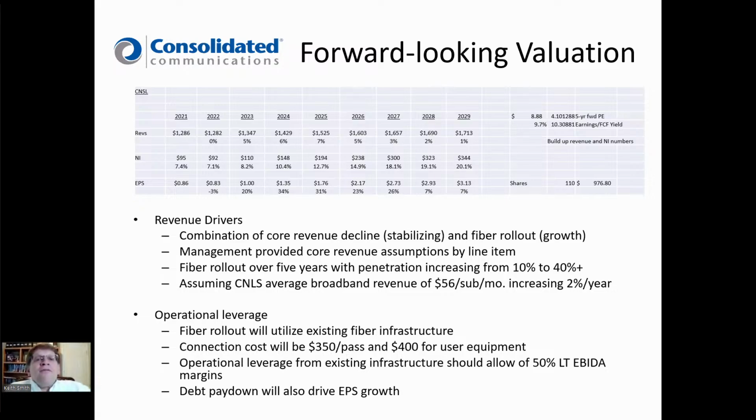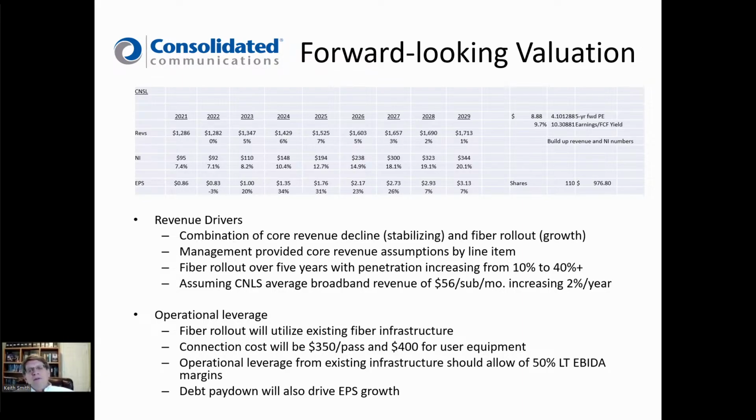So again, if we look at a forward-looking valuation now, there's a specific build-up I've done, which isn't necessarily in here. If people are interested, you can call me, and we can talk about that afterwards. But in essence, this is a combination of taking a look at the core business and the build-up on top. These are the resulting revenue rates, net income, and then EPS per share numbers. So what's really happening is a combination of core revenues declining initially and stabilizing, and fiber revenue creating growth. Management provided the core assumptions.